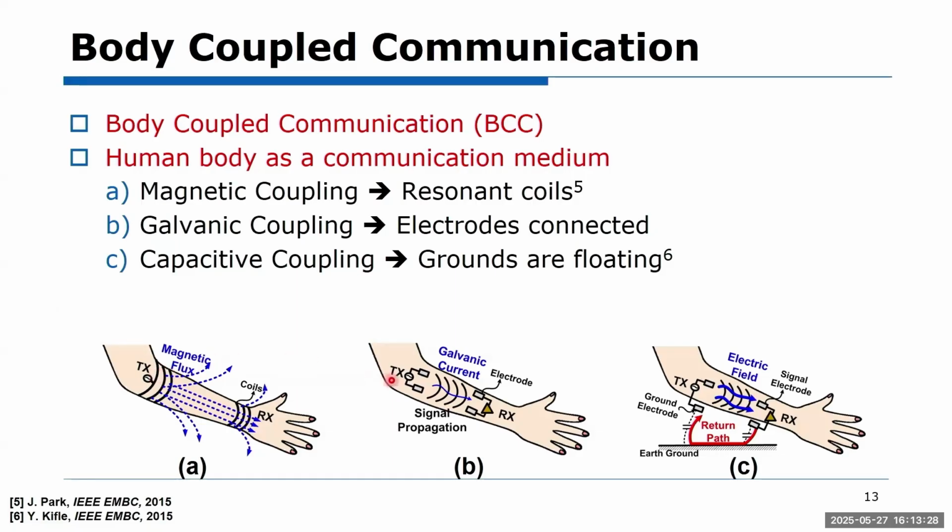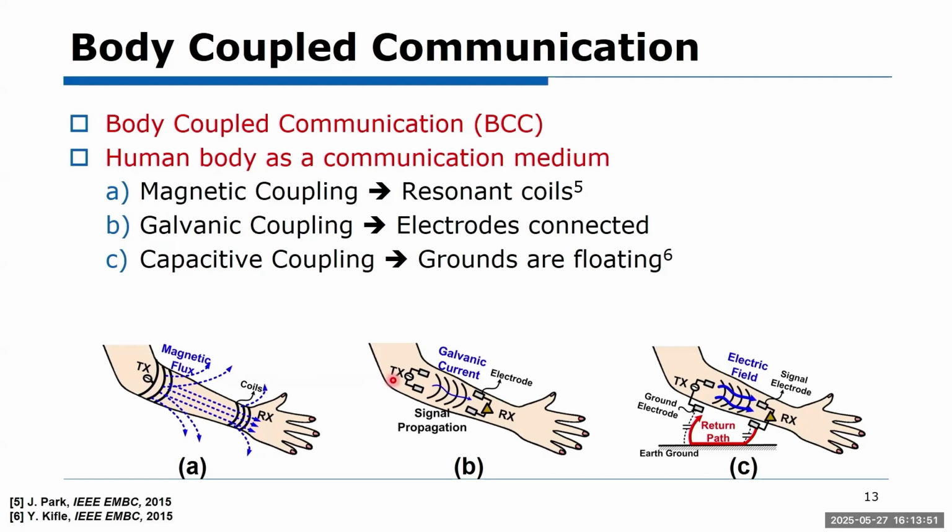Now the second type is the galvanic coupling, where you have electrodes on both the TX, a double electrode, signal and ground, and the RX, which also has signal and ground. It has good robustness against human body movement, but at the same time, the path loss is quite significant. So it has its own domain of application to look into.